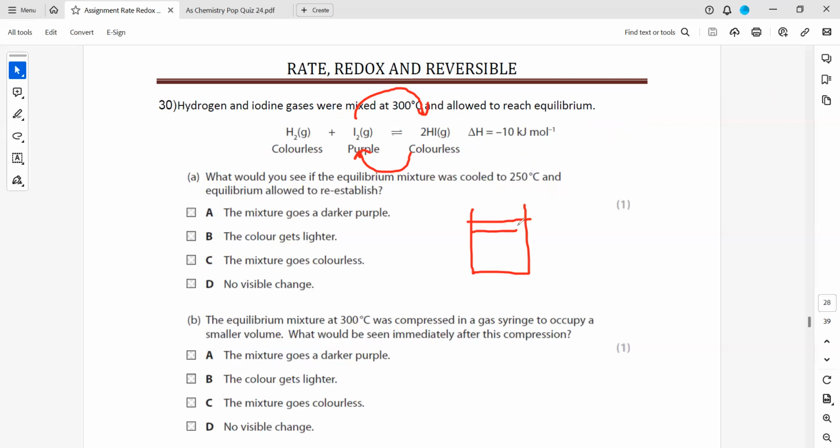But the thing is, we compress. So when gases are compressed, the particles will come closer to each other. As a result, the color will get darker. Like if you have gas in which the particles have large spacing, if you compress the gas, the particles will be closer to each other and they will have a darker color. So as a result, the mixture will go dark purple. The mixture is not going dark purple because of shifting of equilibrium towards right or left. The equilibrium does not shift at all. The equilibrium remains.